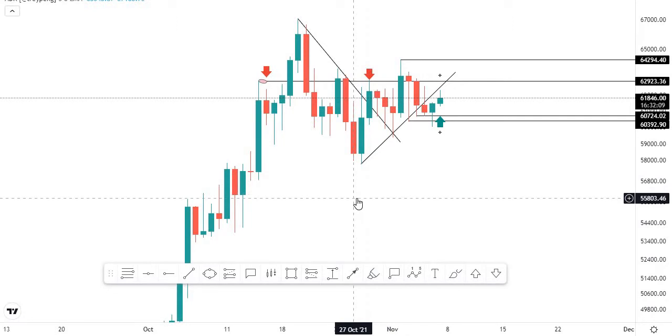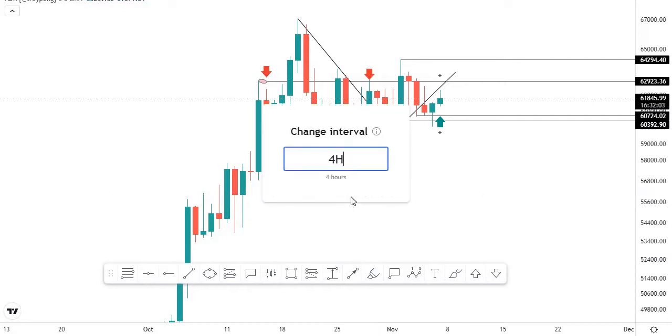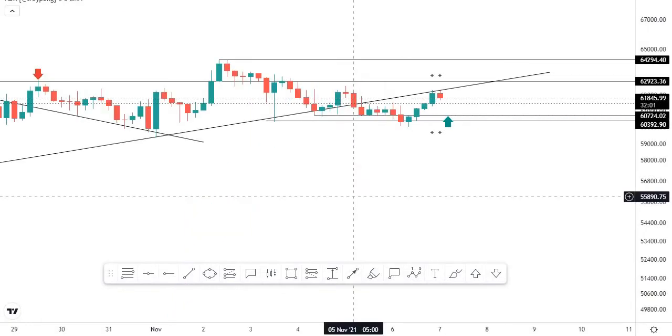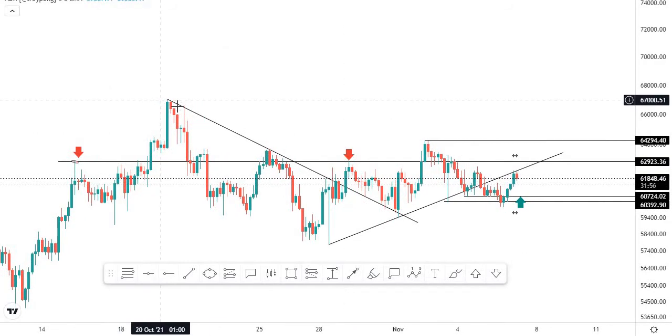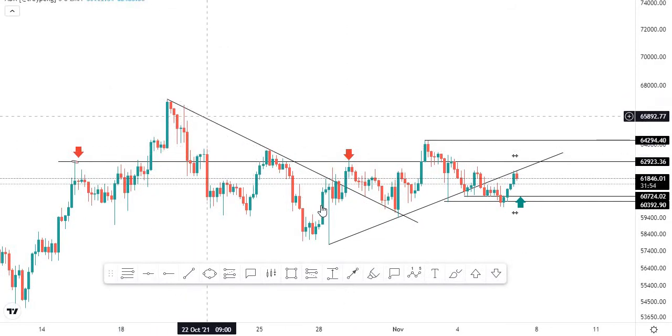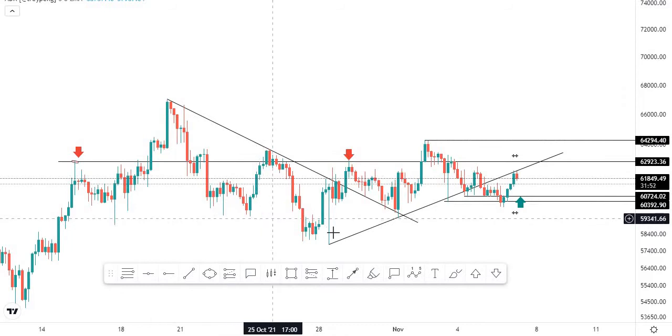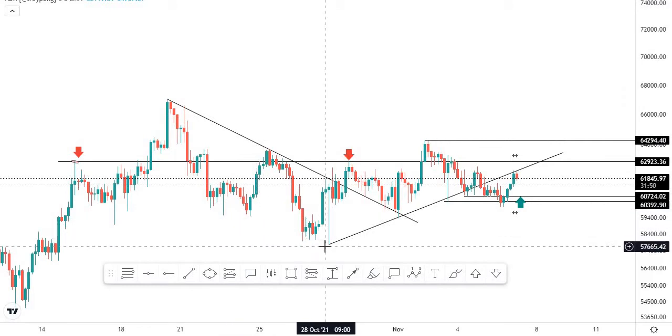If you take a look at the 4-hour time frame, since we are going on a macro level on BTC, take a good look at it. After we sold up at 67,000, we formed a sell-off, and we sold down to the 57,000 region.